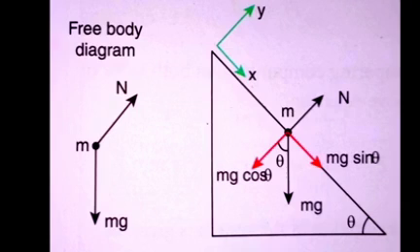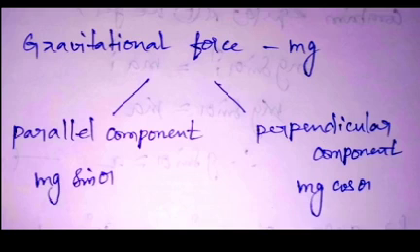First we are going to see the gravitational force mg. The gravitational force is represented as mg, and this gravitational force is resolved into 2 components. One is the parallel component and the other is the perpendicular component. The parallel component is represented by mg sin theta, and the perpendicular component is represented as mg cos theta.